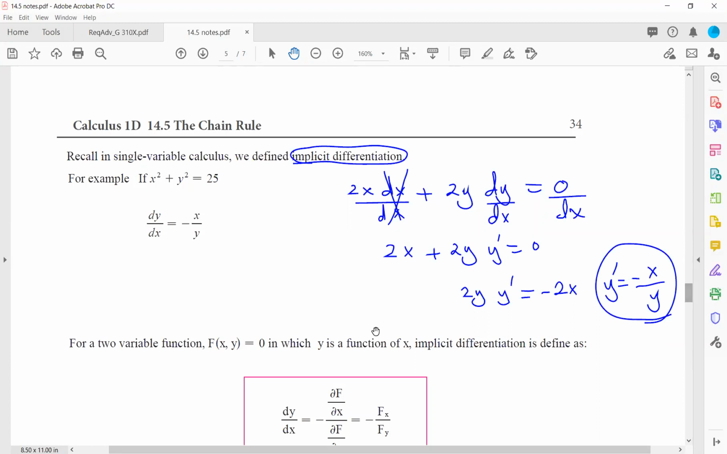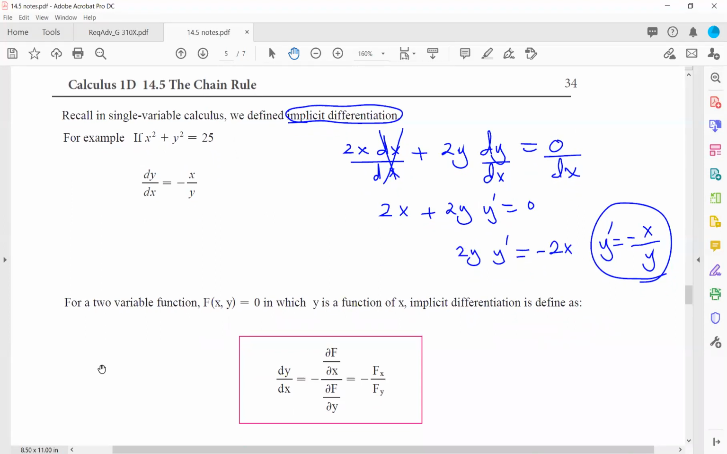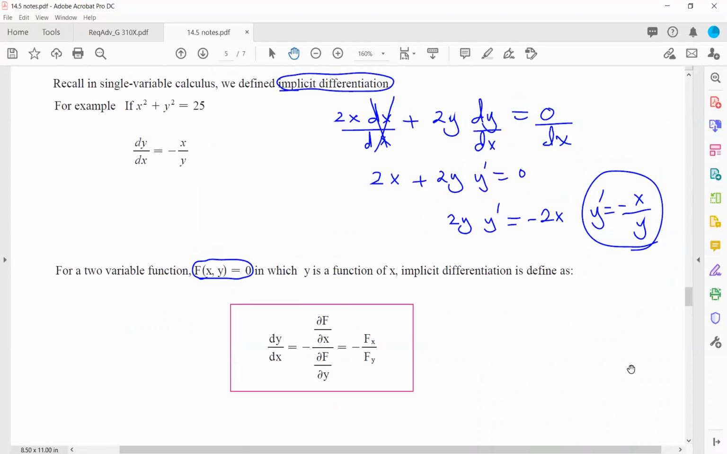It is actually a function in two variables, and it follows the following formula. So if you have a function in two variables, x and y, the implicit differentiation is defined as minus partial derivative of f with respect to x divided by partial derivative of f with respect to y. You can flip this. The differentiation of x with respect to y is minus partial derivative of f with respect to y divided by partial derivative of f with respect to x.